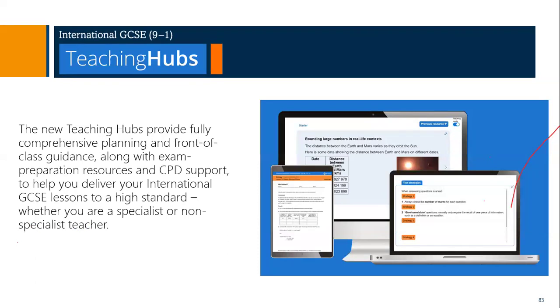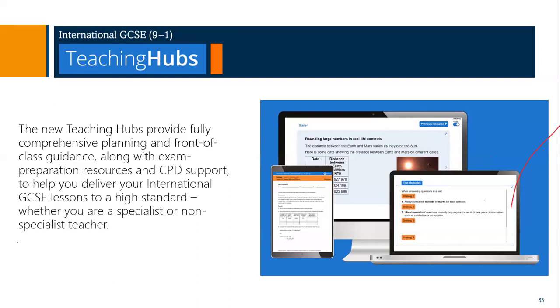The teaching hubs are new and they provide fully comprehensive planning and front of class guidance, exam preparation resources, and CPD support, whether you're a specialist or a non-specialist teacher. It enables you to spend less time planning. Schemes of work that break the international GCSE specifications into hour-long sessions, detailed lesson plans with time allocations to suit different lesson lengths, as well as in-depth teacher guidance.